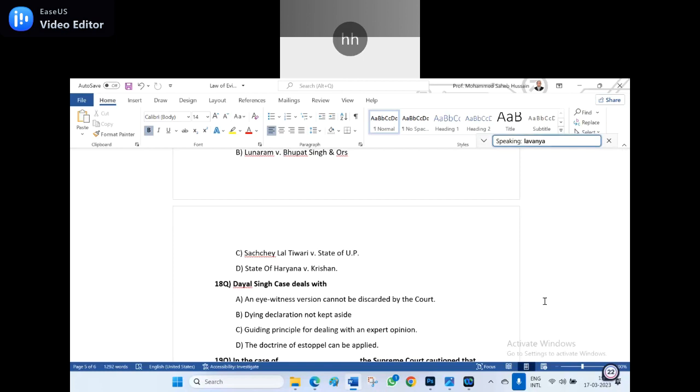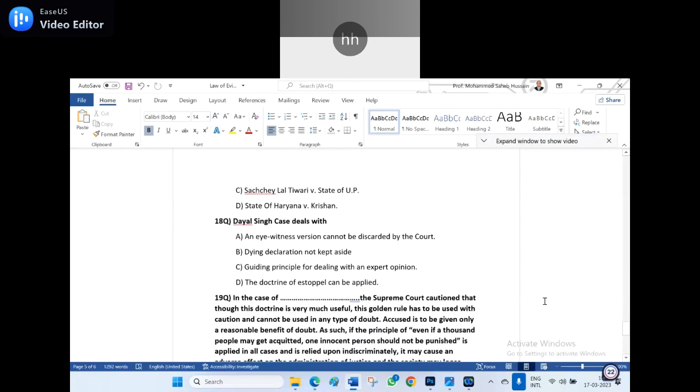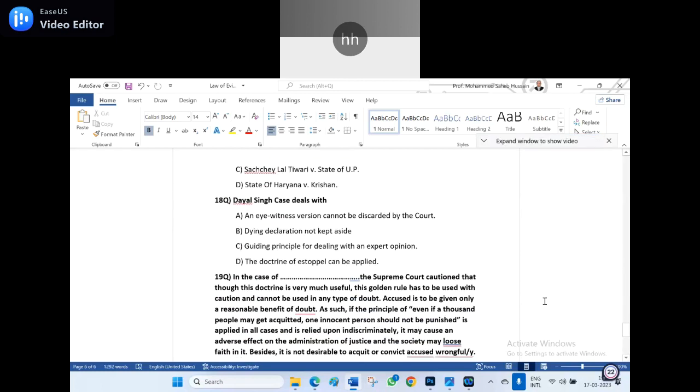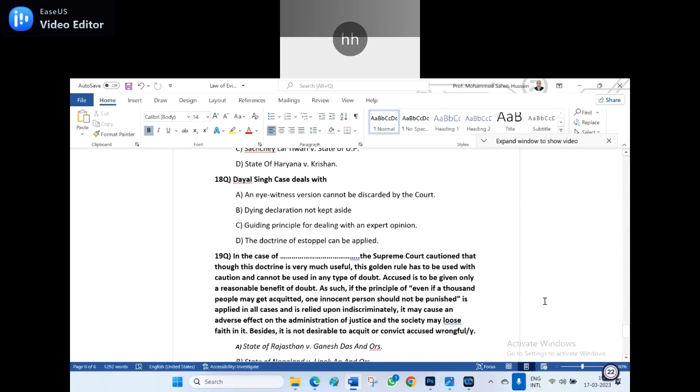Yes. Guiding principle for dealing with an expert opinion is observed in the Dayal Singh case law. And in the case of dash, the Supreme Court cautioned that though this doctrine is very useful, this golden rule has to be used with caution and cannot be used for any type of doubt. The accused is to be given only a reasonable benefit of doubt.